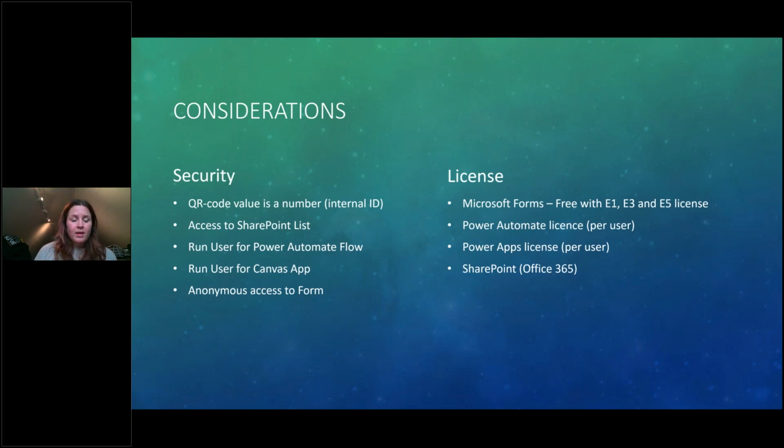So that's one thing. You would need access to the SharePoint list as a connector. You would have a connector to the Power Automate flow, and you would have a run user for the Canvas app. What I've done is I've used a security user that has access to all of these resources. And then the form needs to have anonymous access, because there's no logged in user to the form, and so you would need it to be anonymous.